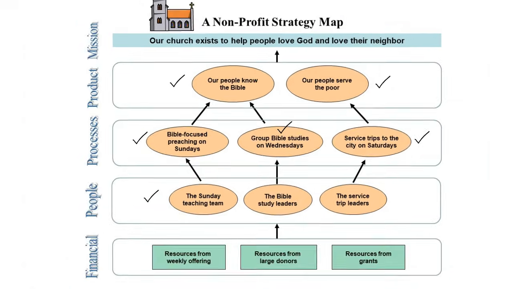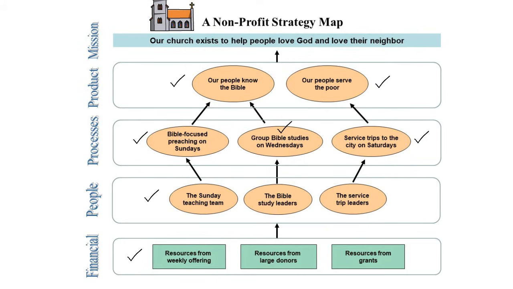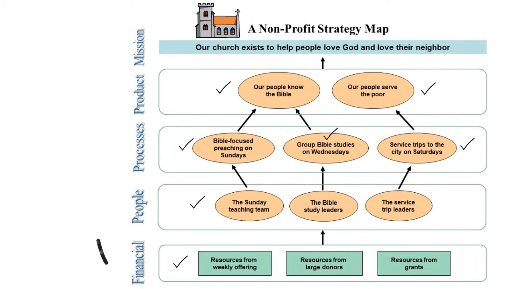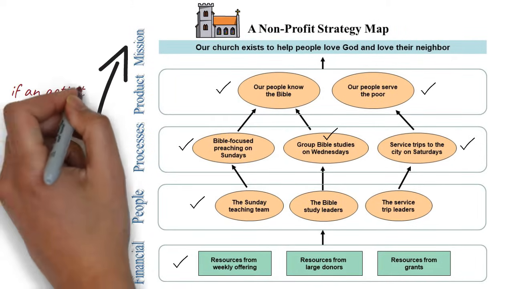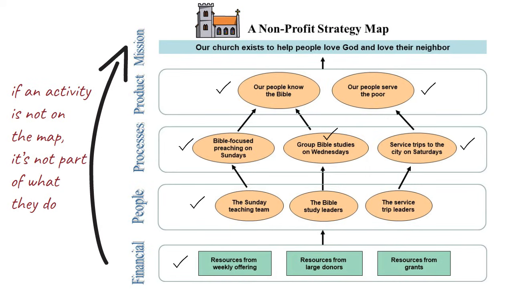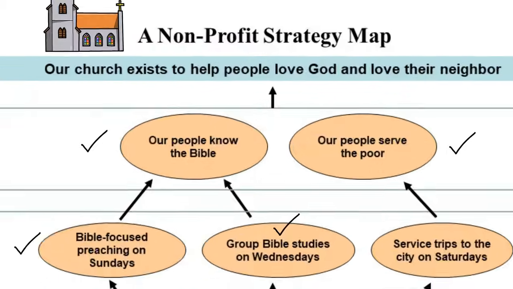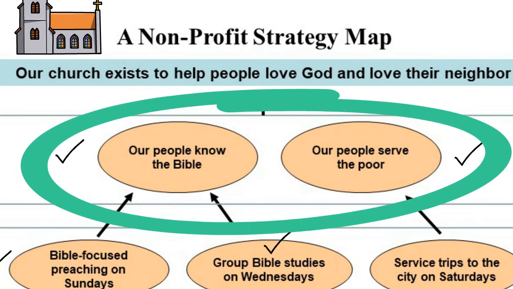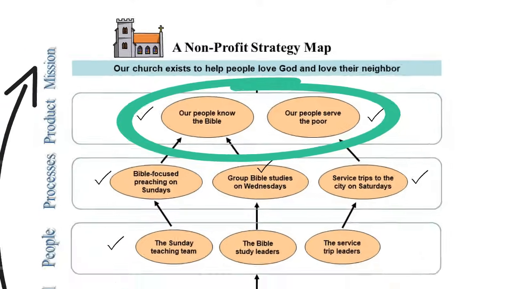Facilitating it all, they'll need enough money coming in to pay for the employees and the service trips and all the other expenses. You see, the nonprofit strategy map shows how to get from the money to the mission. And again, if an activity is not on the map, it's not part of what they do. Although this church could be doing 100 other good things, it's focused on only two, so they can pursue these goals with faithful excellence.